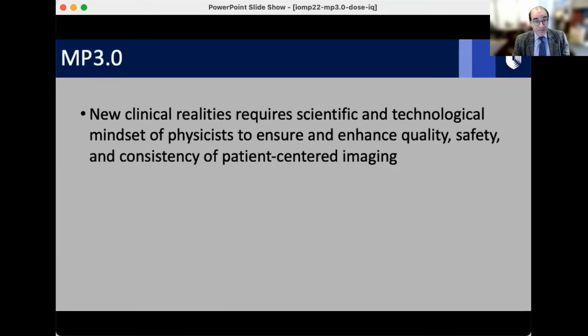Take-home points. So what is MP 3.0? It is, I would say, the new clinical realities that I highlighted on those quality checks at the beginning of my talk require, sorry about the typo, a scientific and technological mindset of physicists to ensure and enhance quality, safety, and consistency of patient-centered imaging.